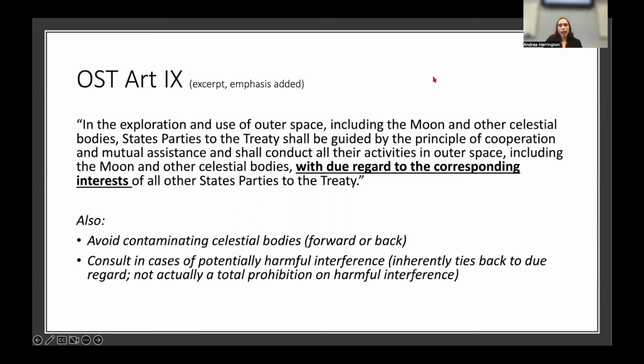And then secondly, as you can see from this provision, there is not a total prohibition on harmful interference. There is merely a requirement for consultation, which inherently would be carried out in good faith, in accordance with rules of international law, but does not require total resolution of that harmful interference. So there is space here within Article 9 that harmful interference could occur and be permissible under the Outer Space Treaty if the appropriate steps have been taken, if the activity was carried out with due regard, and the consultation was carried out if that was requested or if it was apparent that there might be harmful interference at play.